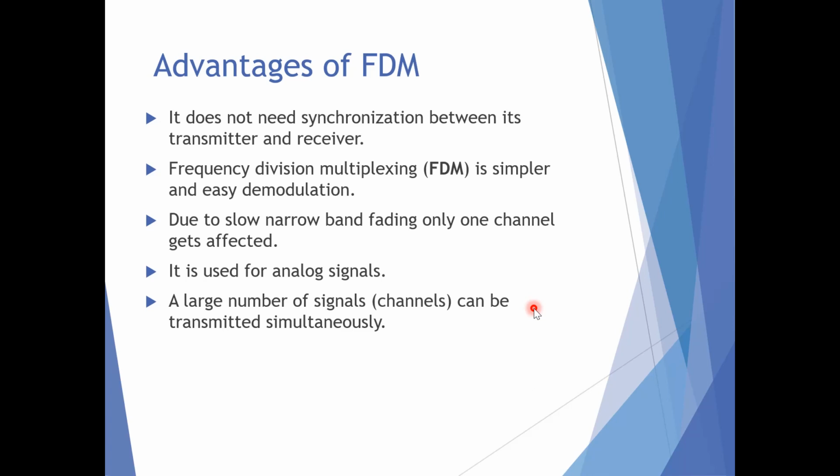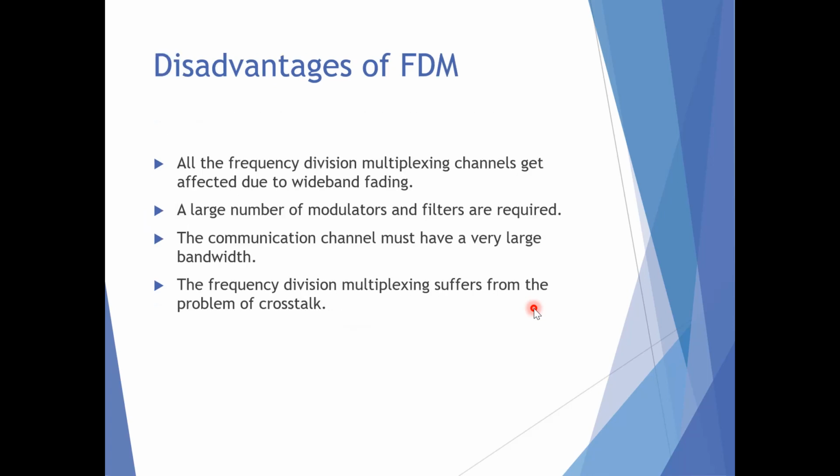It is used for analog signals. Due to slow narrow band fading, only one channel gets affected, and a large number of signals can be transmitted simultaneously. With all these advantages, it also has disadvantages. All the frequency division multiplexing channels get affected due to wide fading. A large number of modulators and filters are used. The communication channel must have a very large bandwidth. Frequency division multiplexing also suffers from a problem of crosstalk.